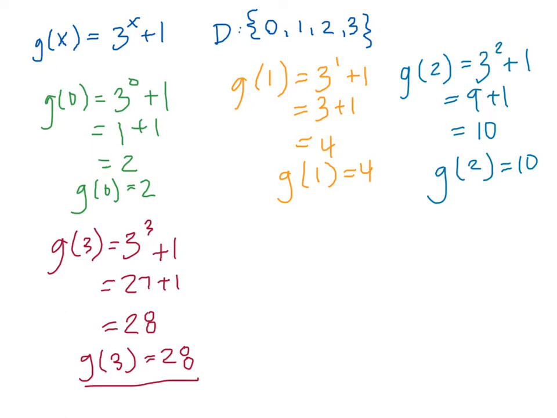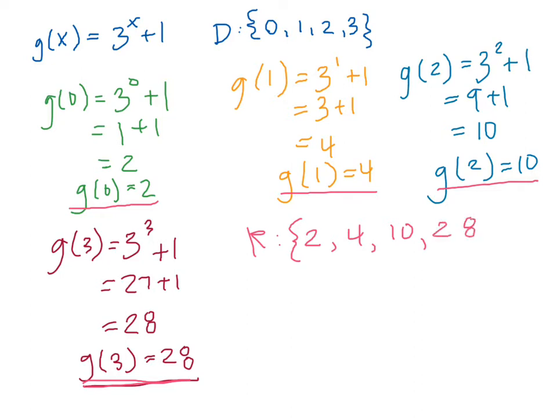Finally, I want to go through and write my outputs as a list or as part of the range. So we start with the input of 0, the output was 2. When the input was 1, the output was 4. When the input was 2, the output was 10. And when the input was 3, the output was 28.